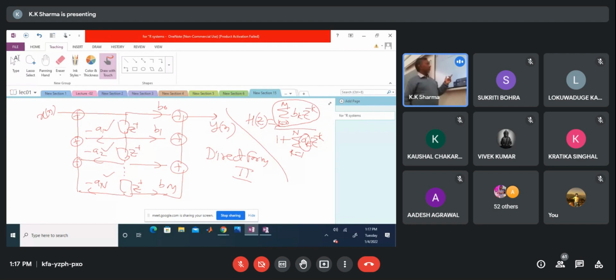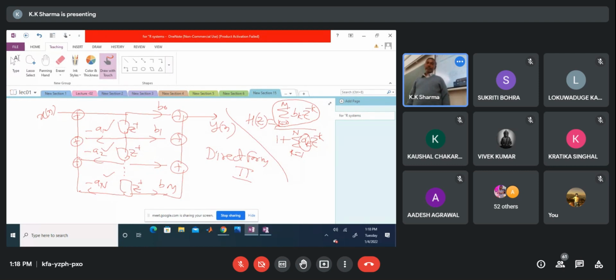What is the benefit of direct form 2? The delay elements have been reduced because they have been combined together. Where did direct form 2 come from? From direct form 1, by interchanging the implementation of numerator and denominator polynomial.